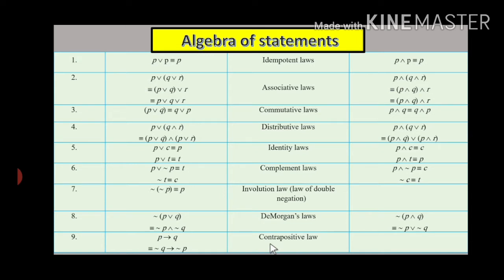Then the last one is the contrapositive law. What does this mean? P implies Q is the same as negation Q implies negation P. This is the contrapositive law. See students, you must know these laws with their names, because you will be using these laws, and for every statement where you have used a law, you have to write the name of the law that is used. So remember all these laws with their names. Hope it is clear. Let's start with exercise 1.9.